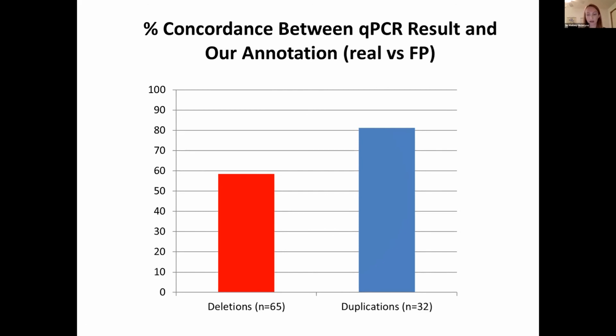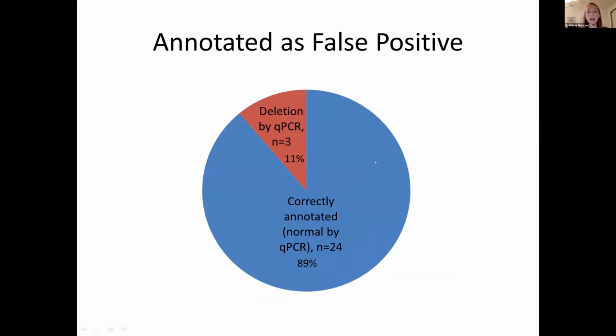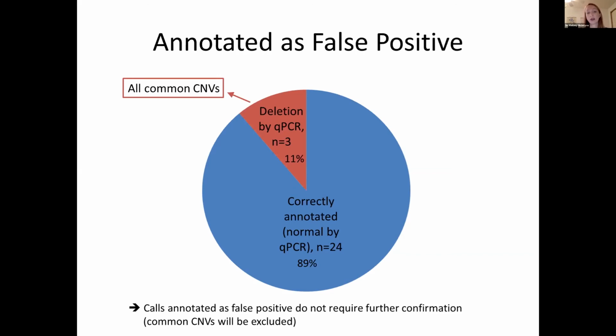So now I'll break it down specifically into false positive. About 89% of the calls that we called false positive were actually correctly annotated. So we were pretty good at calling false positives. And 3 of them did show a true deletion by qPCR. However, all of those were common CNVs that are either difficult to sequence regions or repetitive regions. And so this led us to the conclusion that the criteria we're using for false positive are good, and we can trust that if we call something a false positive, it either is a false positive or it's a common CNV, which we don't really want to be looking at in the future anyway.